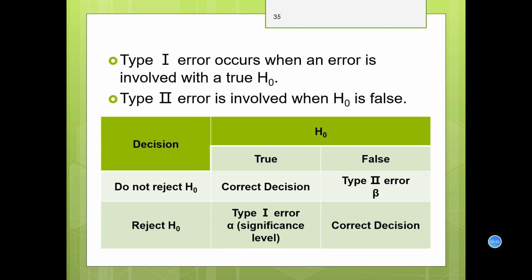So what is the probability for type 1 and type 2 error? We will talk about this question next class.